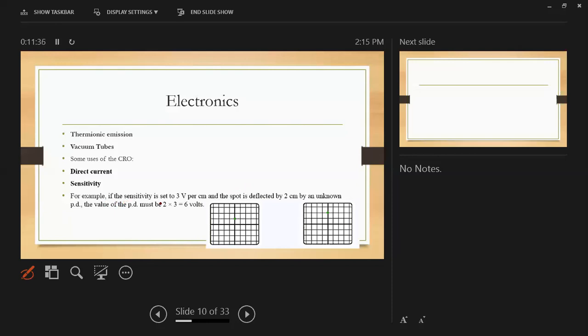For example, if the sensitivity is set to 3 volts per centimeter and the spot is deflected by 2 centimeters by an unknown potential difference, the value of the PD must be 6 volts. How do you read this? You check the axis. Here the displacement is 1, so that is 3 volts. For each square, the displacement represents 3 volts. In the second part, it deflected by 2 squares, and each square represents 3 volts, so the peak voltage is 6 volts. This is called the sensitivity of the device.